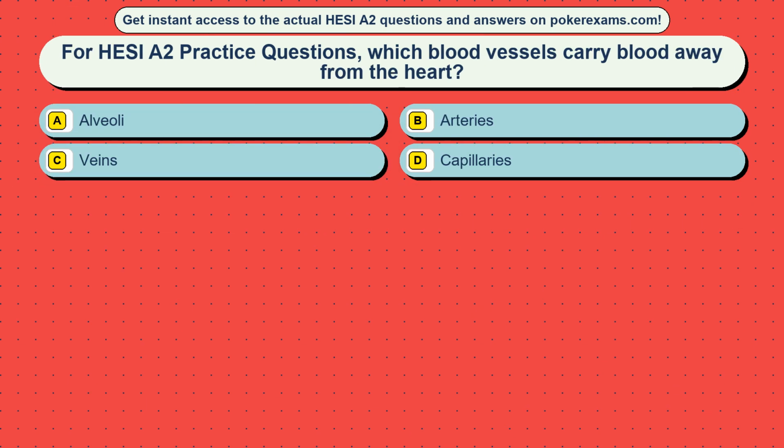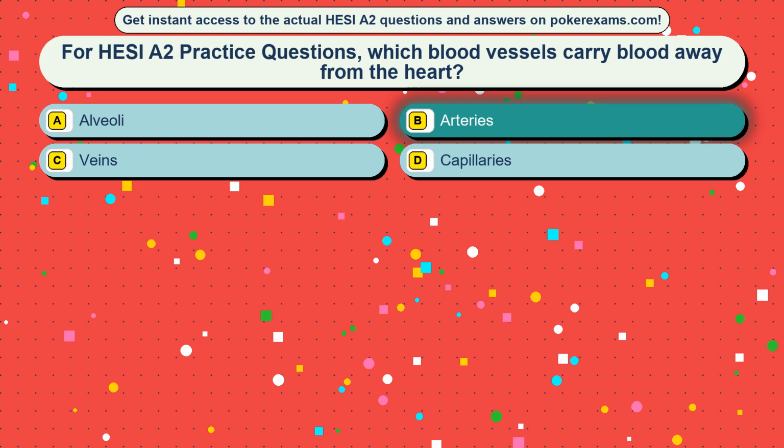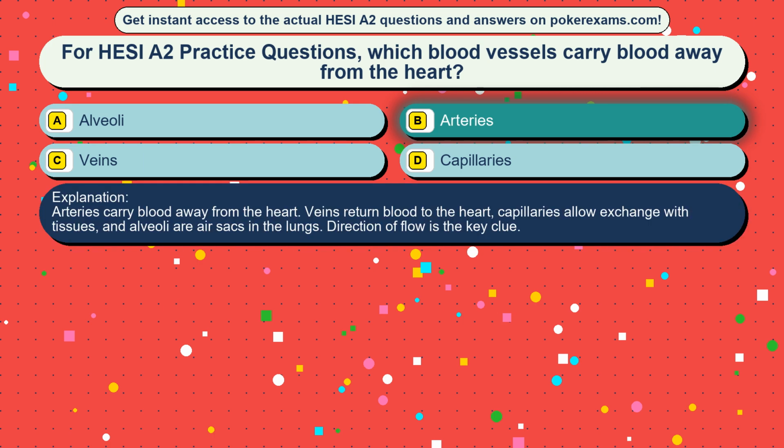Question 12. For HESI A2 practice questions, which blood vessels carry blood away from the heart? Option A, alveoli. Option B, arteries. Option C, veins. Option D, capillaries. The correct answer is option B, arteries. Arteries carry blood away from the heart. Veins return blood to the heart, capillaries allow exchange with tissues, and alveoli are air sacs in the lungs. Direction of flow is the key clue.